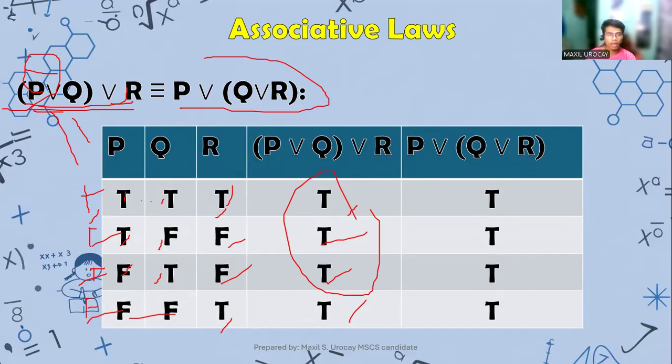Let's try to calculate this right now, calculating this first. So we can put here the value of Q and R. Q and R, true plus true is true.